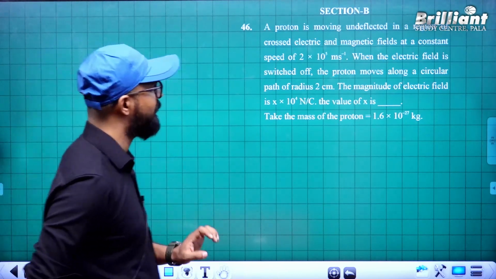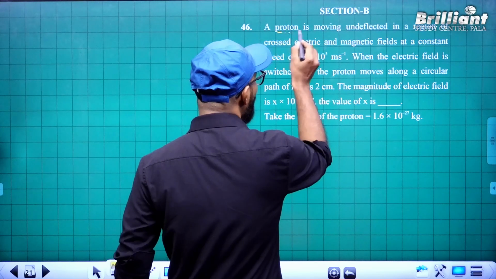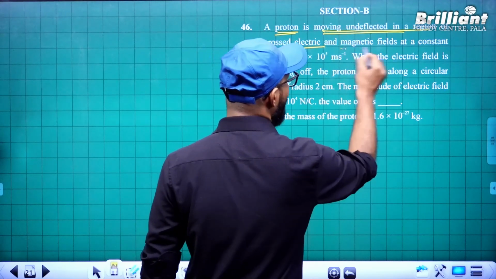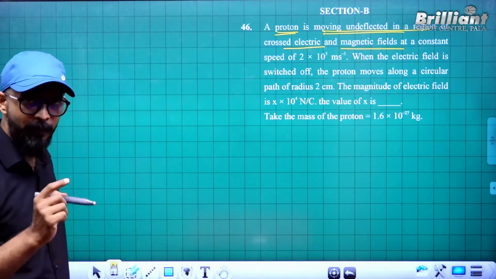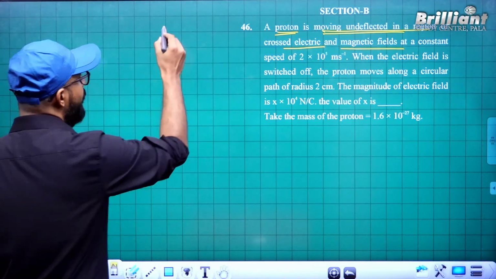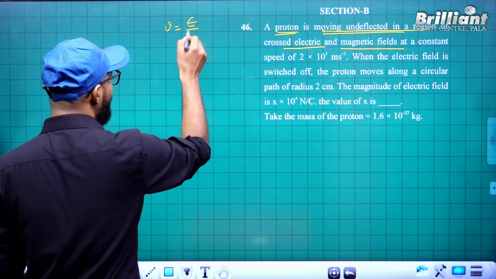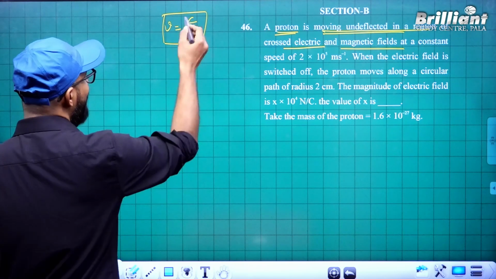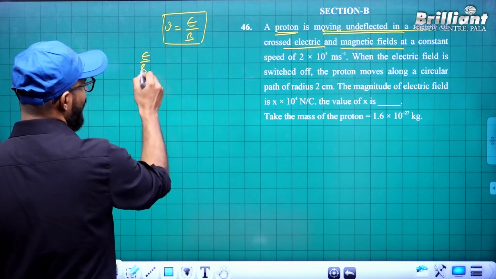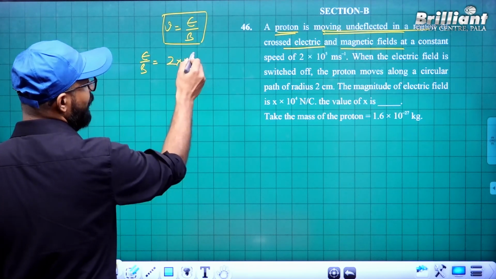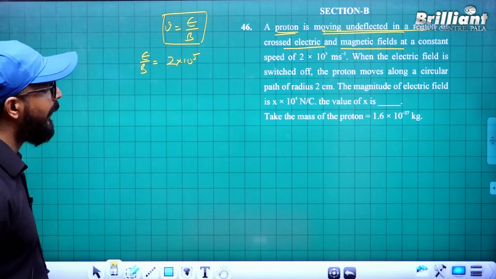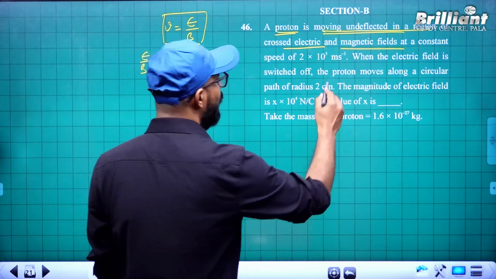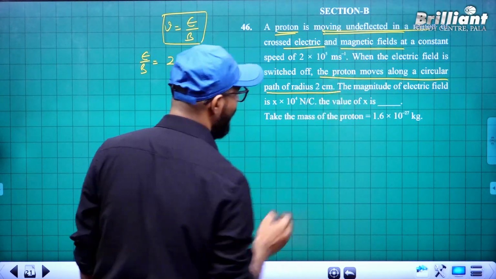If you ever see these words like, a proton is moving undeflected in an electric and magnetic field, that means it has to be obeying one condition, that V is equal to E by B. Clear? V is equal to E by B. So that means we know the ratio of E by B. E by B is 2 into 10 to the power 5. When the electric field is switched off, that means only the magnetic field exists. Proton moves in a circle of radius 2 cm.